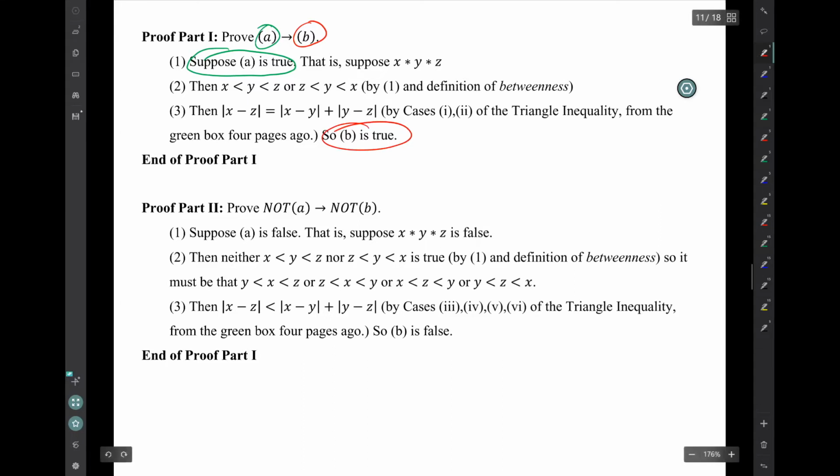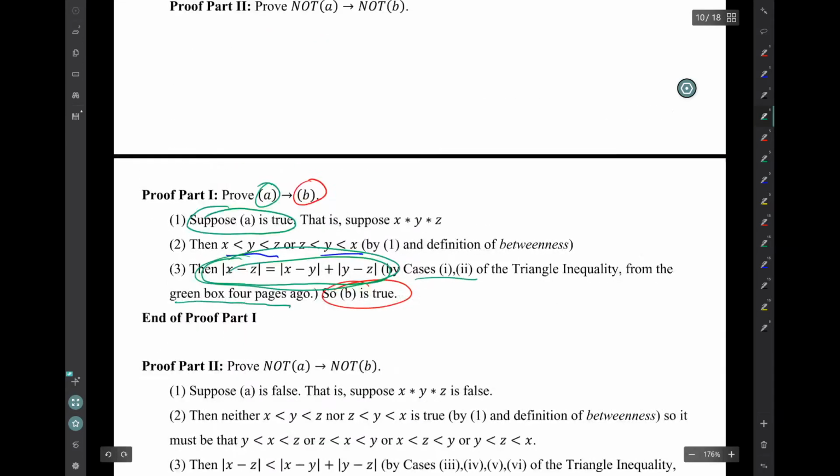Well, if A is true, that means that x is less than y is less than z, or z is less than y is less than x. That's by what it means to say that x star y star z. That is, we've used that fact and the definition of betweenness. So we've just simply unpacked that defined term and we've written what it really means. But if this is true or this is true, then we can say that this is true because that green box 4 pages ago, in cases 1 and 2, we found that this equality was true.